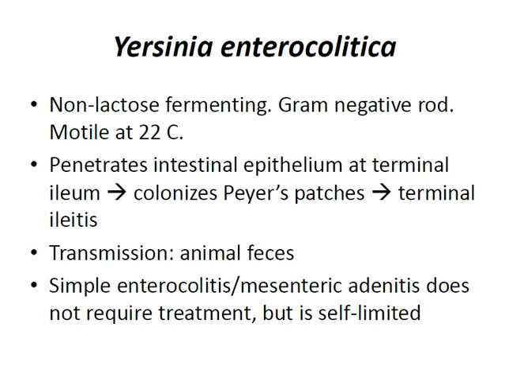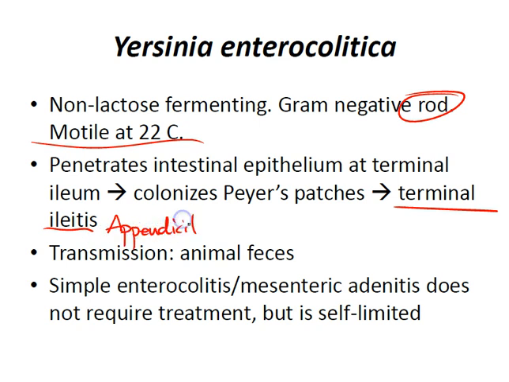Yersinia enterocolitica. This is a non-lactose fermenting gram-negative rod, motile at 22 degrees. So what it does is it penetrates the intestinal epithelium at the terminal ileum and colonizes Peyer's patches and causes a terminal ileitis. And that can mimic what? Appendicitis or Crohn's disease. Crohn's disease. Transmission is from animal feces, so like fingers or food, especially milk.